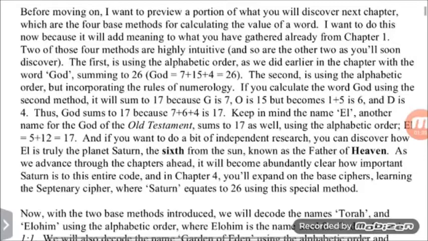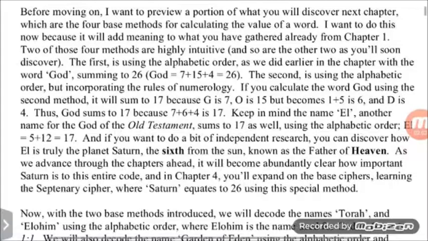And if you want to do a bit of independent research, you can discover how El is truly the planet Saturn, the 6th from the Sun, known as the Father of Heaven. As we advance through the chapters ahead, it will become abundantly clear how important Saturn is to this entire code. And in Chapter 4, you'll expand on the base ciphers, learning the septenary cipher, where Saturn equates to 26, using this special method.